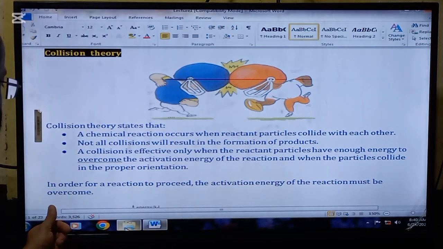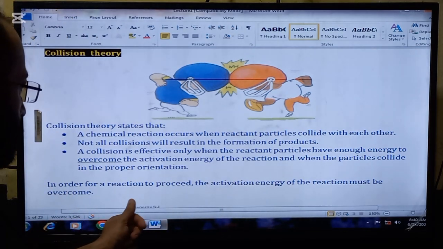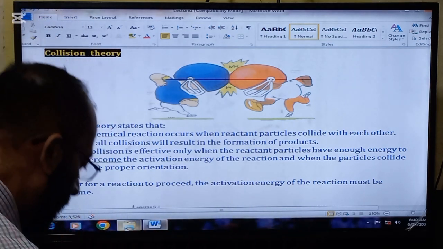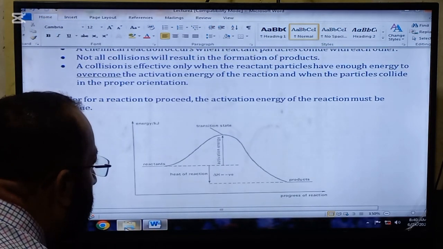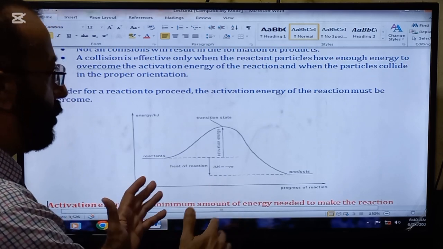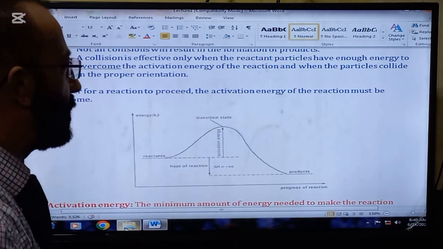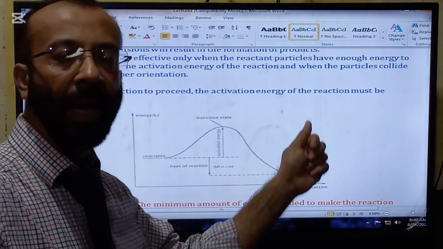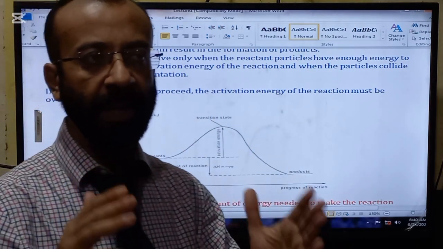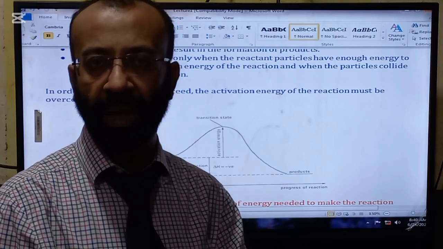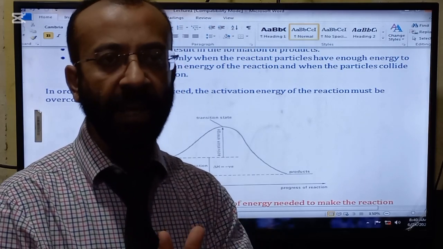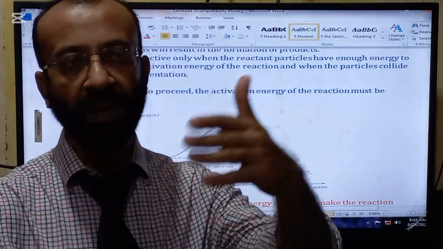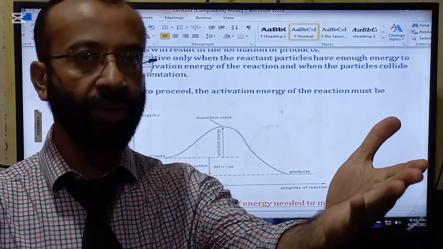Moving ahead, in order for a reaction to proceed, the activation energy of the reaction must be overcome. Here is a diagram to show the activation energy. Try to understand now. Activation energy is like a barrier. For example, you are going towards some destination, and on the way there is a barrier. If you overcome the barrier, then you will be successful in reaching your destination.